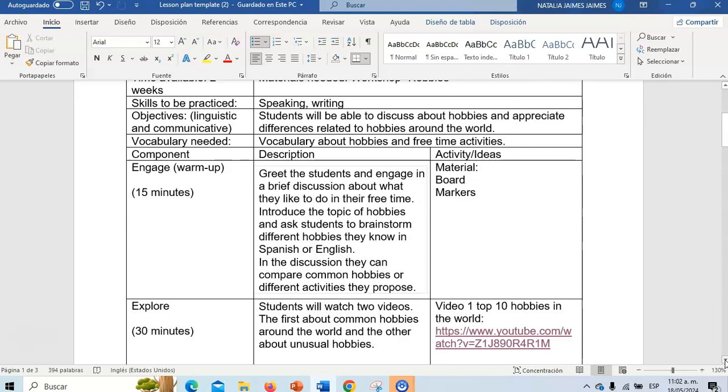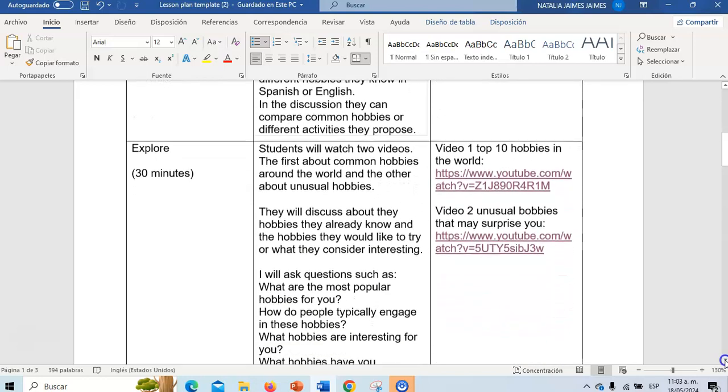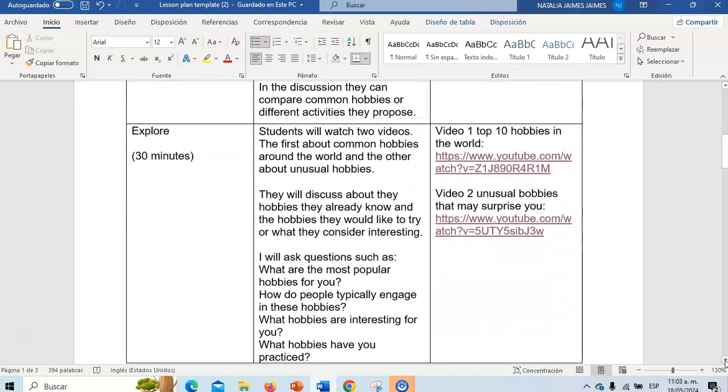And during the discussion, they will compare if they share the same hobbies or if they have different ideas. For this part, the materials needed are board markers and obviously a discussion activity. Then the next part of this lesson plan is the exploring part. We will have 30 minutes for this part.